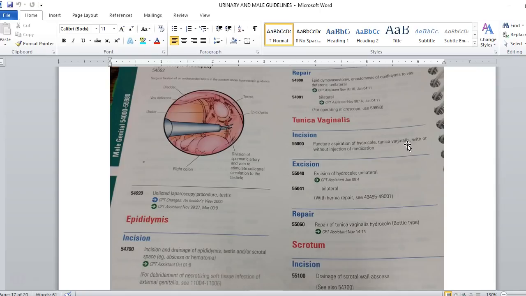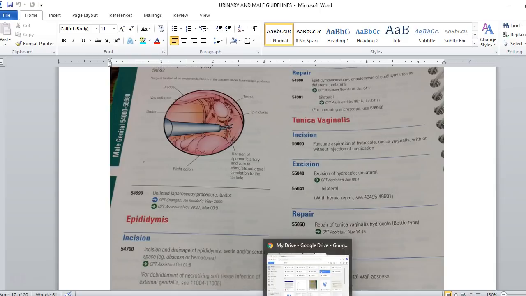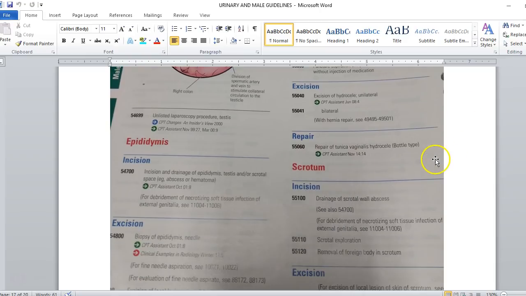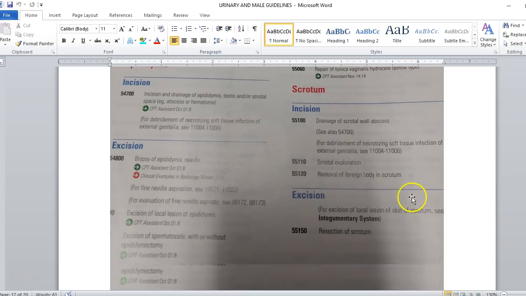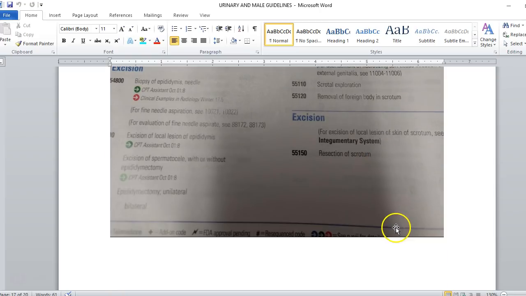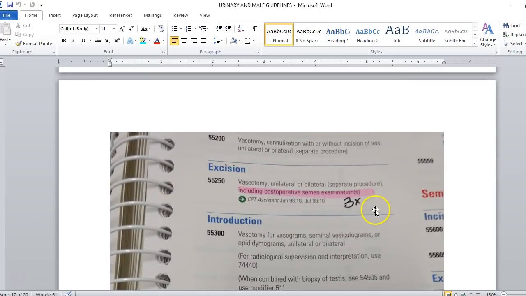So we can do a puncture aspiration of that, or we can do an excision or a repair. That's about all we do with the tunica vaginalis. When it comes to the scrotum, of course, we might have an abscess or removal of foreign body because of things that can happen. Again, we can get many things dislodged in our skin. We can also do a resection of the scrotum, again, perhaps if there was some cancer there.